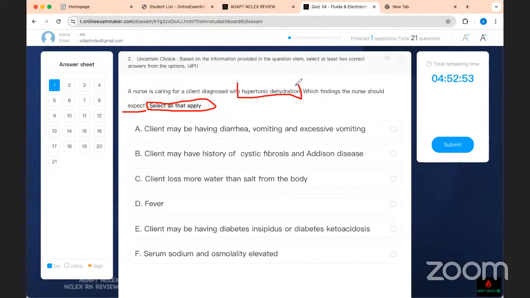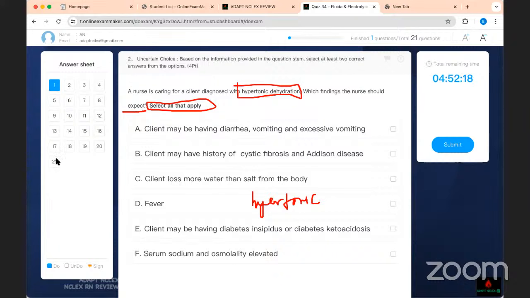Hypertonic dehydration. This is the content. There are 3 types of dehydration. There's isotonic dehydration, there's hypotonic dehydration, and there's hypertonic dehydration. Sometimes the NCLEX will do that. They're trying to confuse you and put these words there. You have to know the definition between the 3 of them.